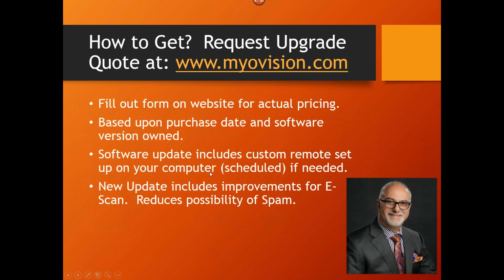So how to get it? You can go to MyoVision.com, and there's a form on the website. What will happen is that you fill out the form with your information and hit send. And you'll be contacted with the cost for the software. It's really based on how long you've had it, so everyone's cost is going to be slightly different. You can actually see more information on the website, or go to store.myovision.com for that information.